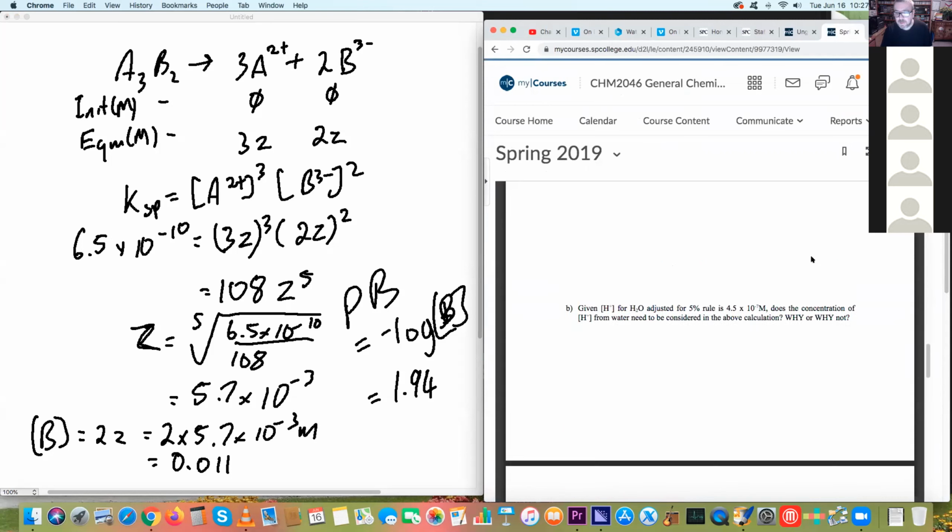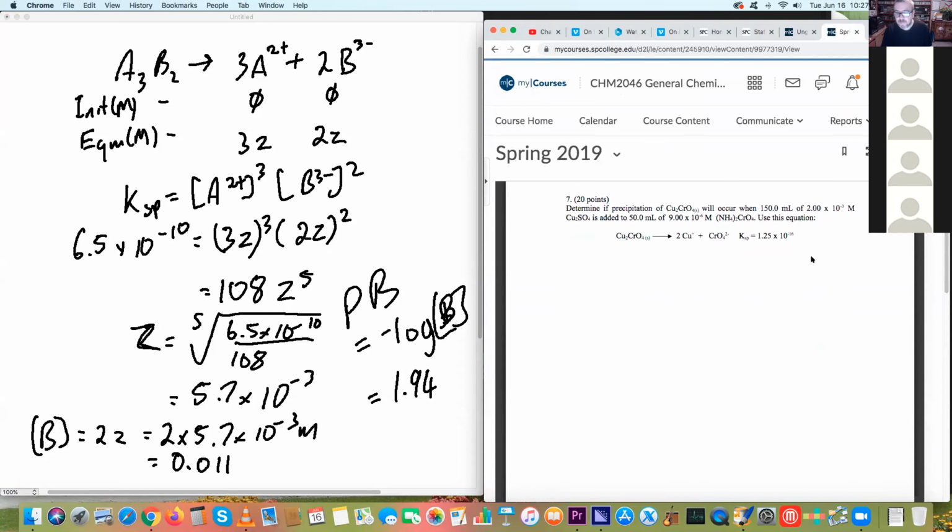So on the paper test, question 7 looks like this. And what we're looking for is if precipitation will occur when we have a certain amount of ions from each part of the precipitate joined together. And we do something like this in the lab.